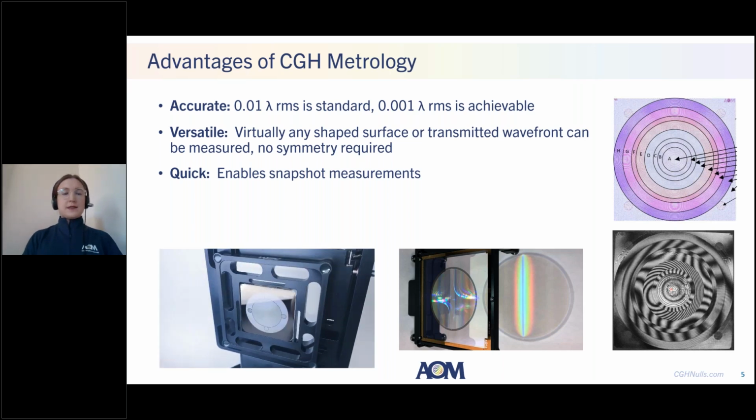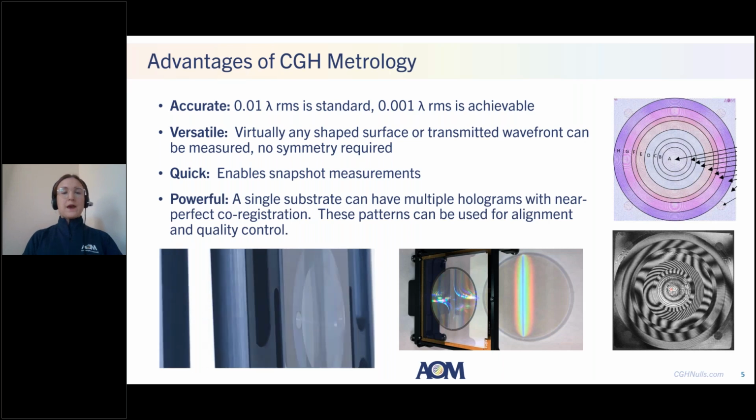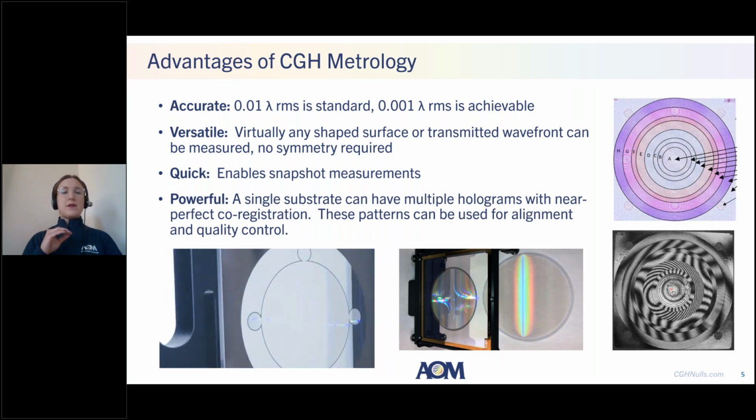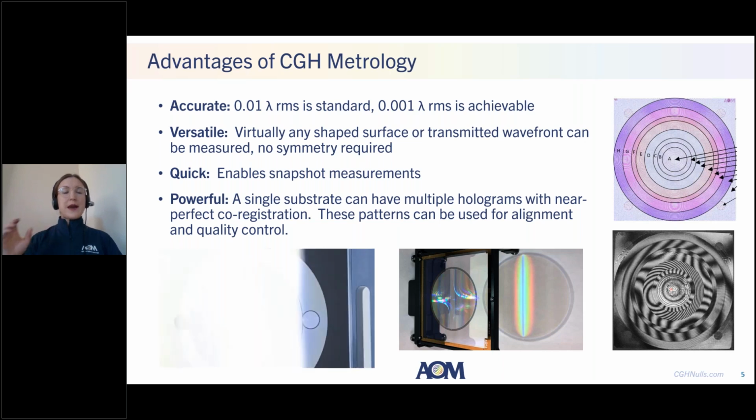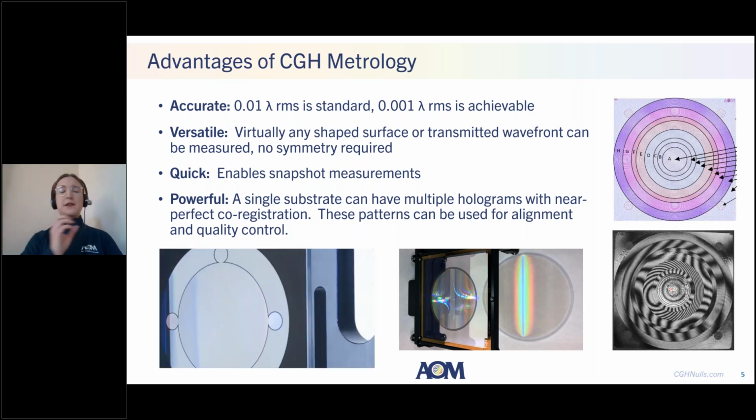And finally, the CGH measurement is powerful. The CGH can be fabricated with multiple patterns on that same surface, and those patterns are registered very accurately to each other.